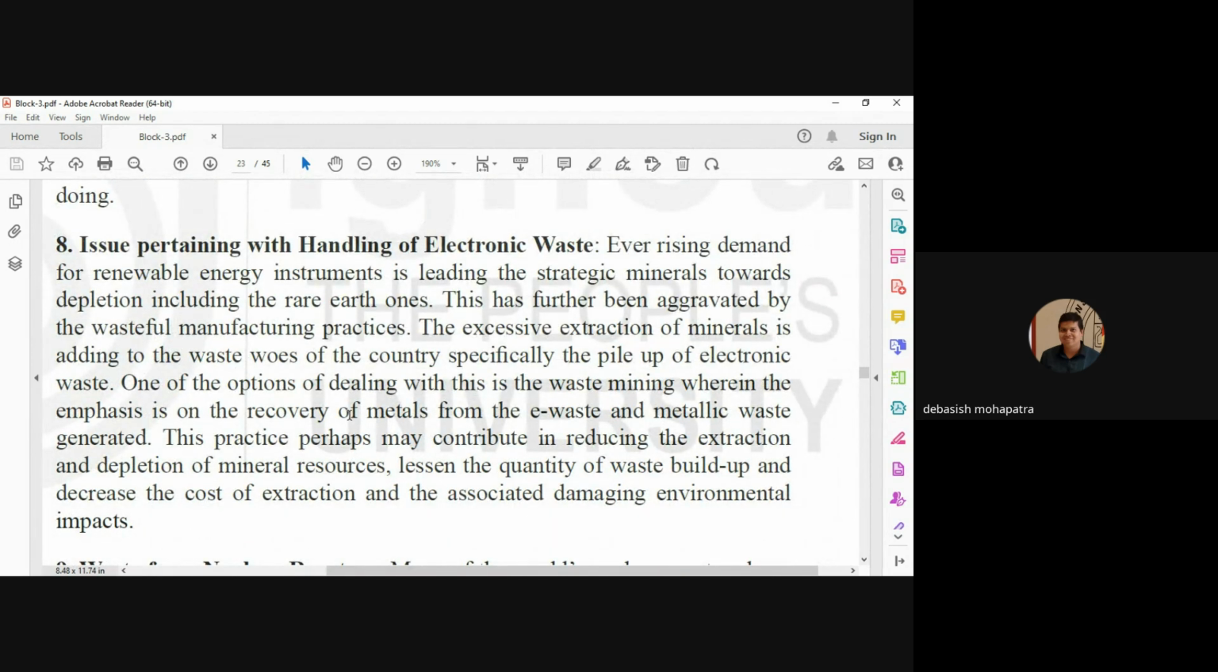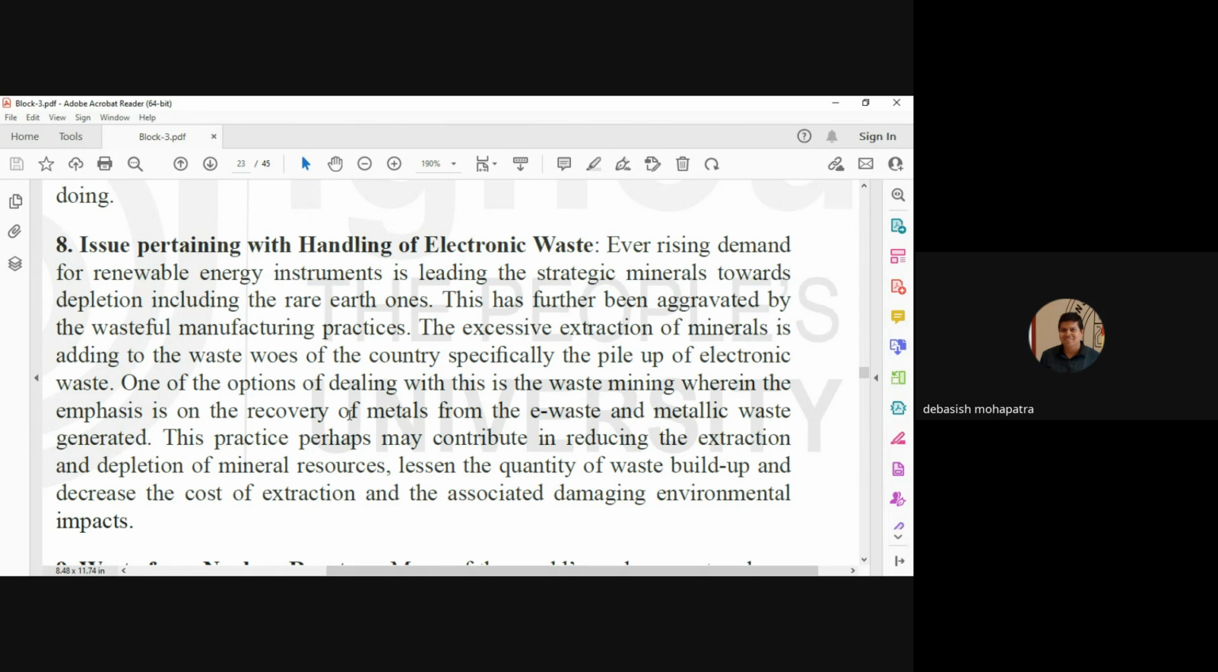An issue pertaining to the handling of electrical waste. See, nowadays it is one of the most common problems. We are using so many electronic things, from our smart watches, laptops, mobile phones, to calculators. Every day in our day-to-day life, we are full of electronic things. And once they become old, we throw them away improperly. So handling and managing this waste is also a big deal now.